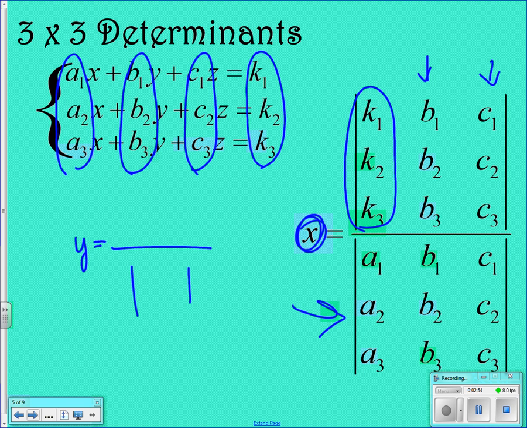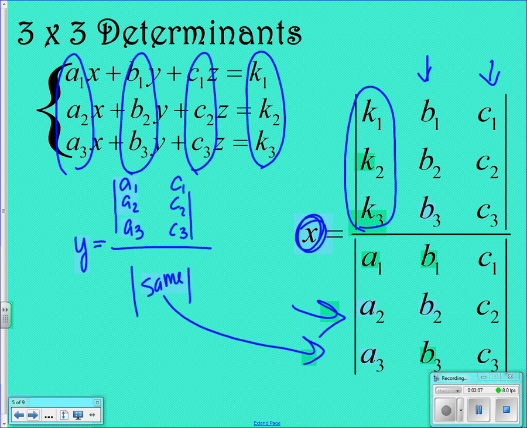Now if we were solving for y, your denominator would be the same as that denominator, and in your numerator, you would have A1, A2, A3, and C1, C2, and C3, but instead of that middle column being your B's, you would have K1, K2, and K3.